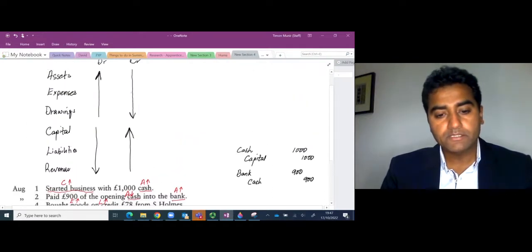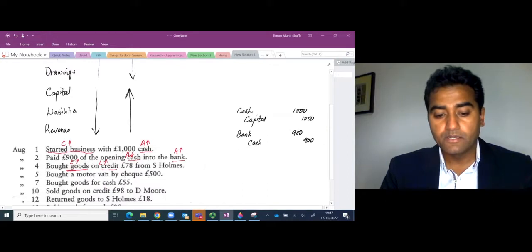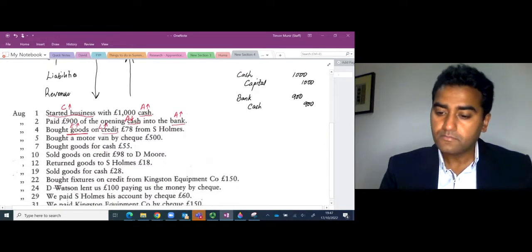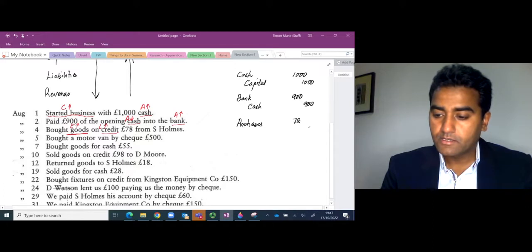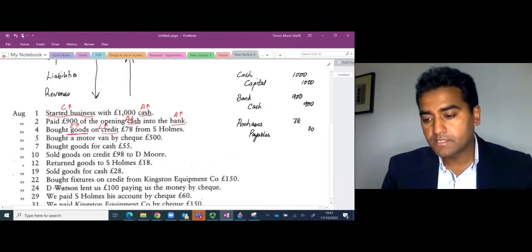Purchases are my expenses which are increasing, therefore they will be debit. And I'm going to record it as purchases and £78 and payables credit by £78.